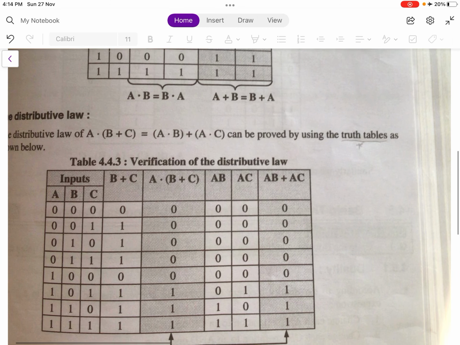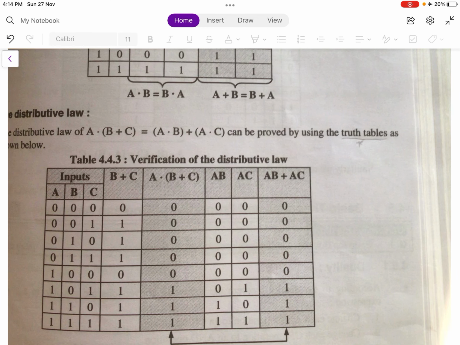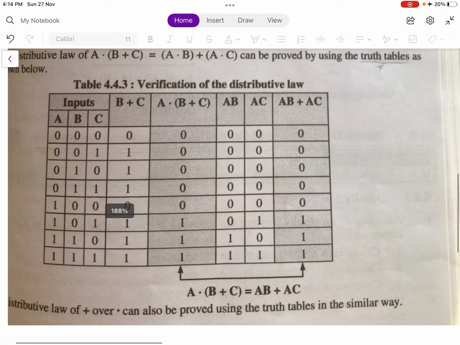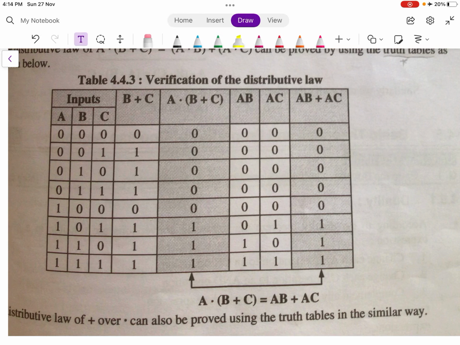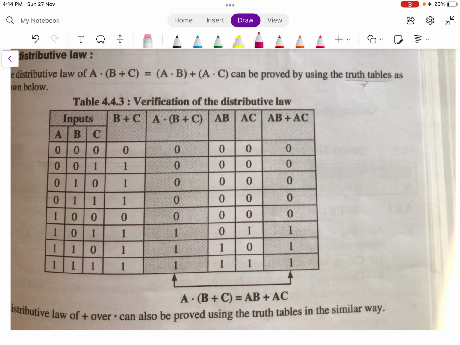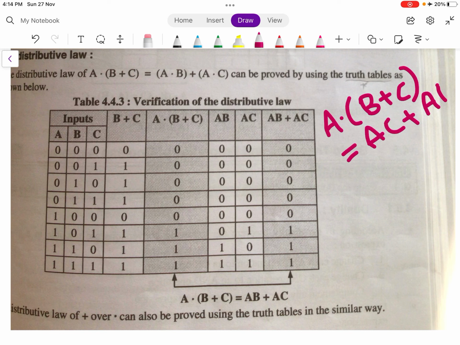Next is the distributive law. The distributive law, A dot (B plus C) is equal to A dot B plus A dot C, can be proved using the truth table. A is 0, B is 0, C is 0, B plus C is 0, A dot (B plus C) will be 0, AB is 0, AC is 0, AB plus AC is 0. So let's take one example from this table.